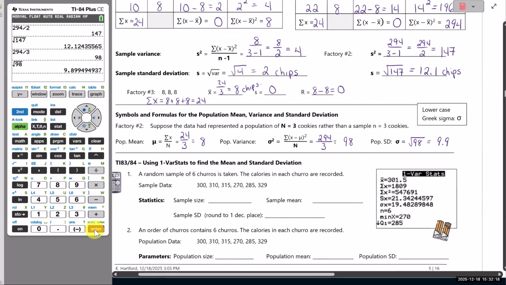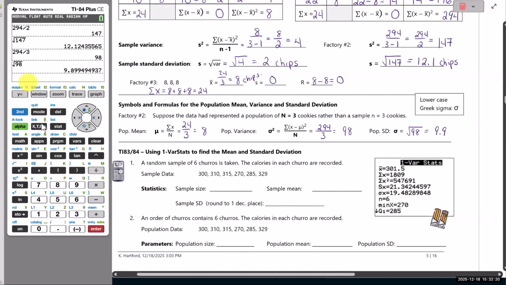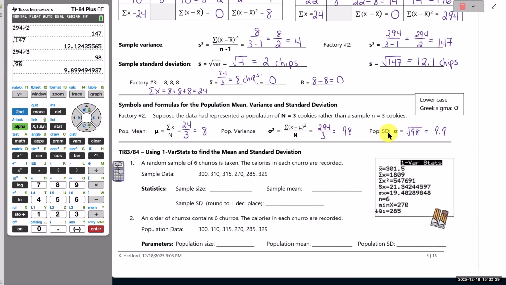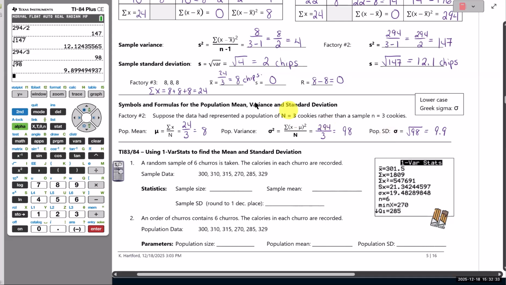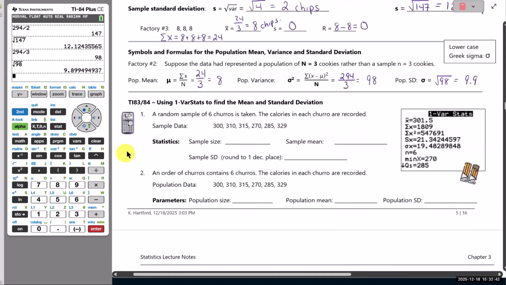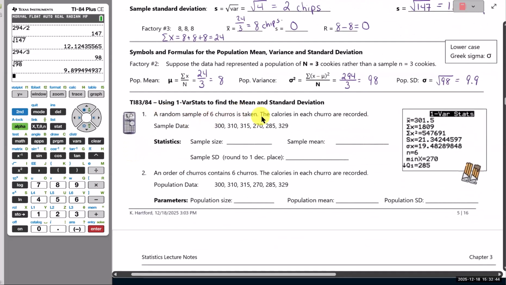All right, so we're going to do a problem here and get the mean and standard deviation from our calculators. And we just have to know correct symbols because the calculator can't read a question and determine if it's a population or a sample. All right, so let's switch gears. I'm done with chocolate chip cookies, and we're going to take a look at a random sample of 6 churros. And we take this sample and we record calories in each churro.